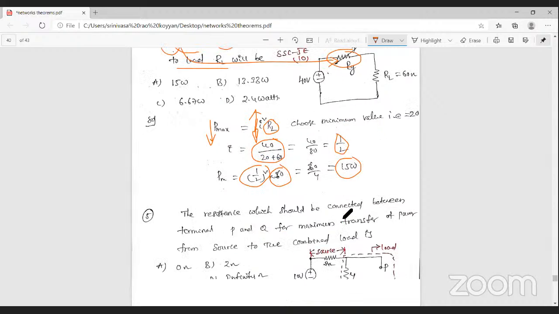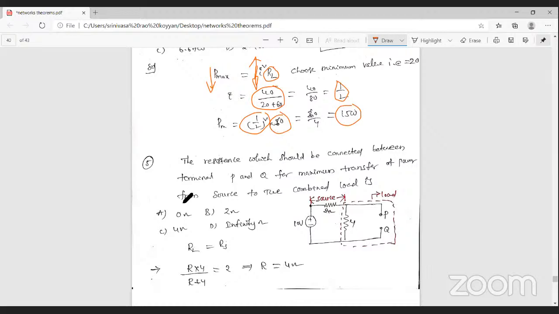Okay, that is the next one. The resistance which should be connected between terminals P and Q. So at the P and Q terminals, which resistance should we place so that maximum power is transferred to the load? Maximum power gets transferred into this load. So look here, the load is indicated here.